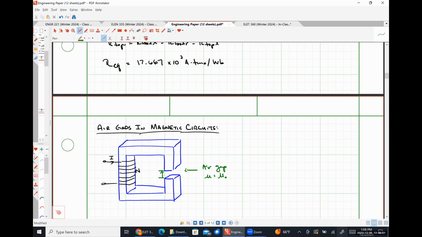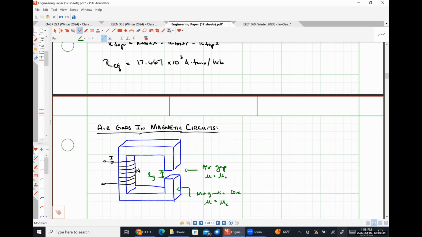Our air gap has some amount of length, so we're going to call this L subscript G. This is our gap length. And just to be super clear here, everywhere that's blue is our magnetic core, and I'm going to call this permeability mu C. That's literally just the core permeability. We'll give it numbers when we deal with materials.